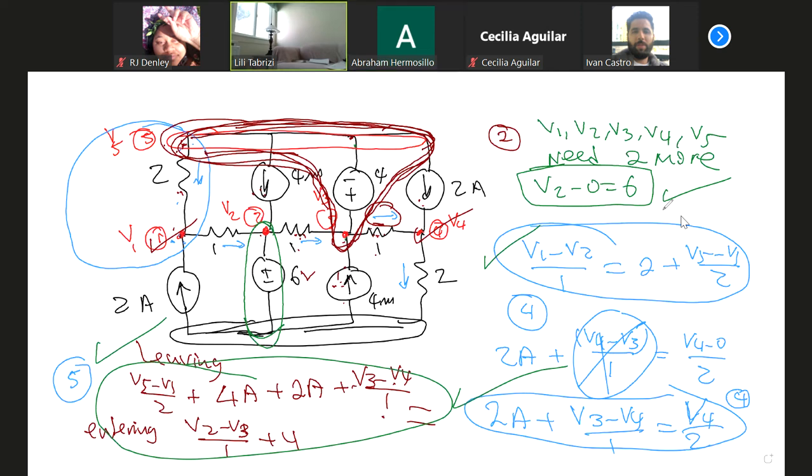Aiden Lee. Here. How do you use this 4 volt voltage source to get information?